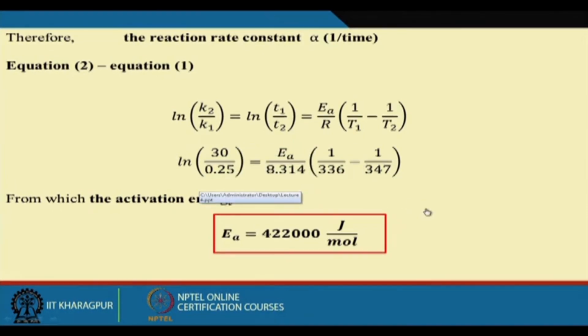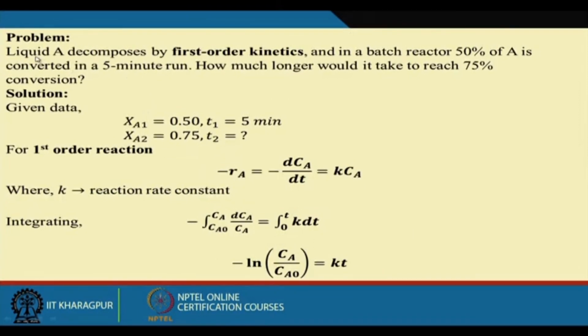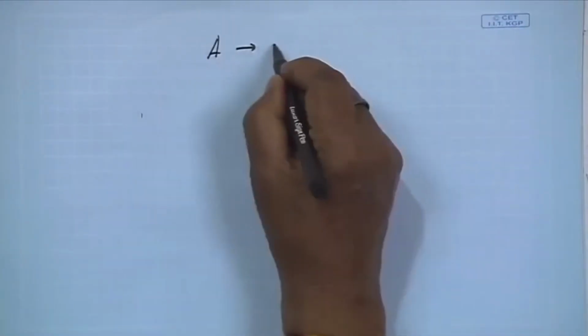at different temperatures. The next problem that I have: the liquid A decomposes by first order kinetics in a batch reaction. 50% of A is converted in a 5 minute run. How much longer would it take to reach 75% conversion? So, the situation is something like this. You have an A to B reaction.